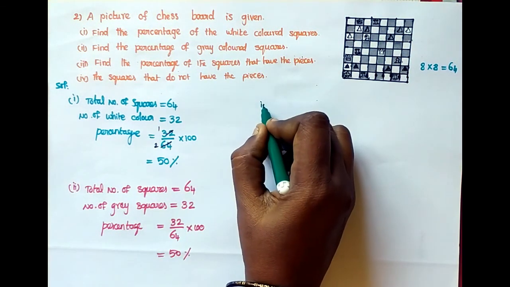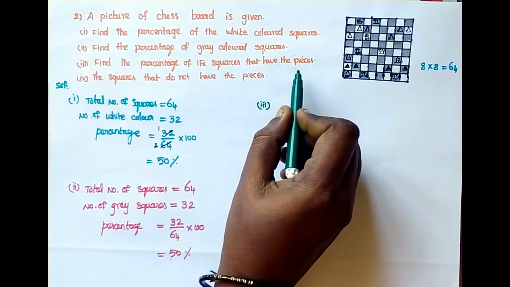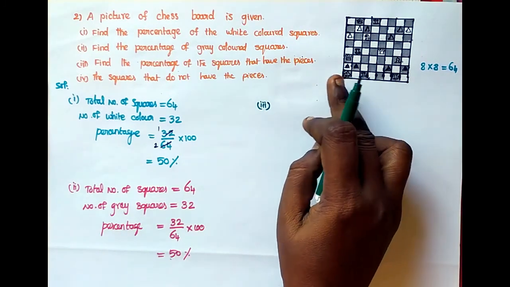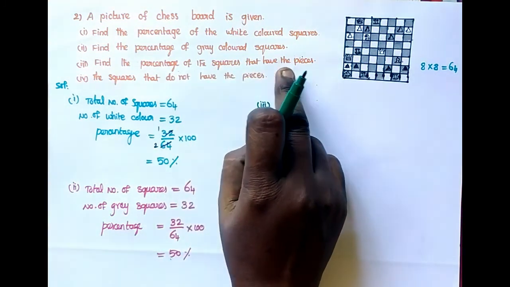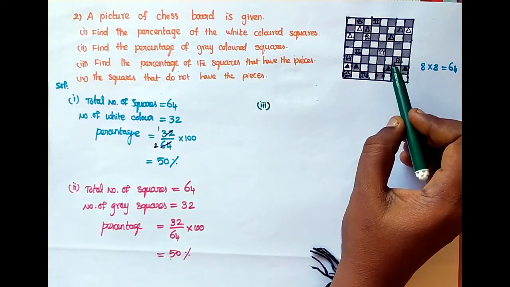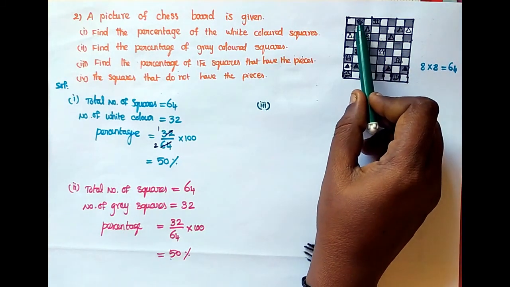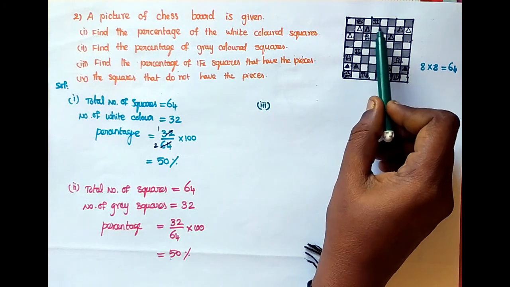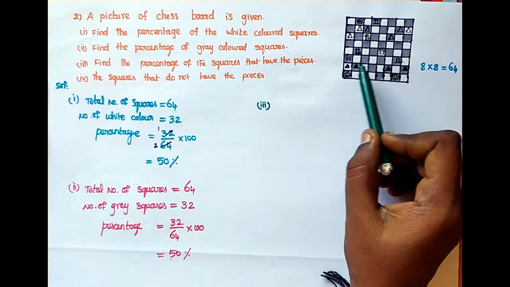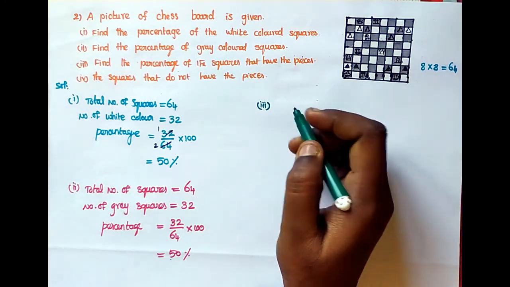Now third one, find the percentage of the squares that have the pieces. How many squares have the chess coins? So 1, 2, 3, 4, 5, 6, 7, 8, 9, 10, 11, 12, 13, 14, 15, 16, 17, 18, 19, 20.